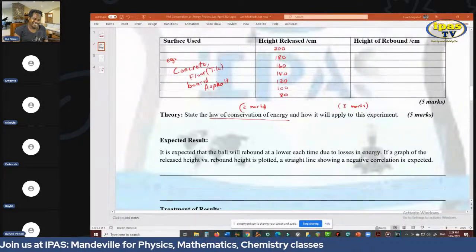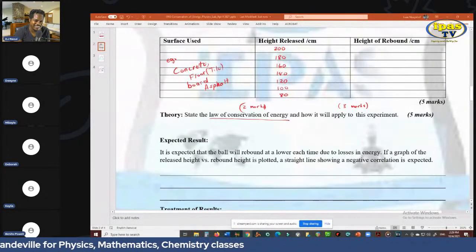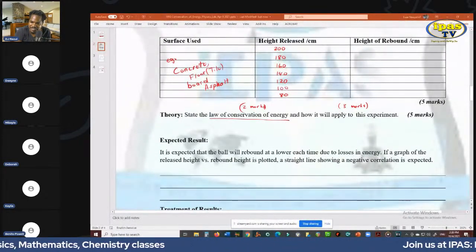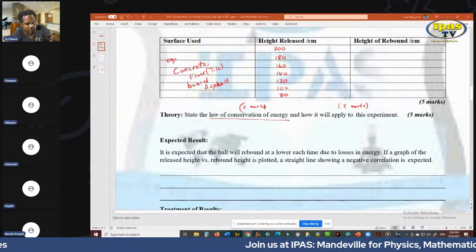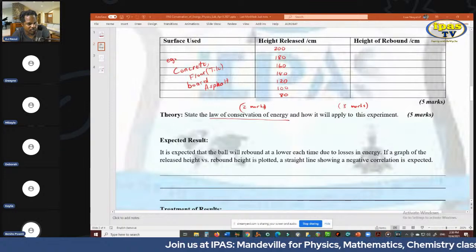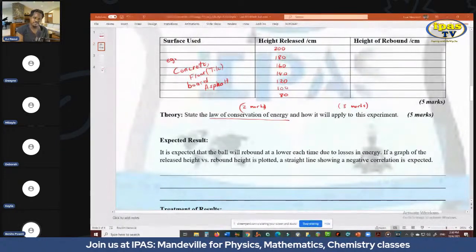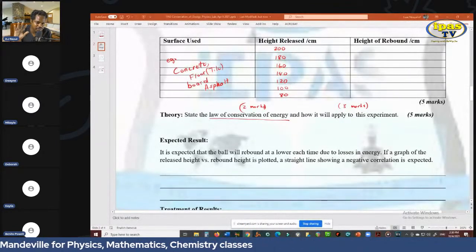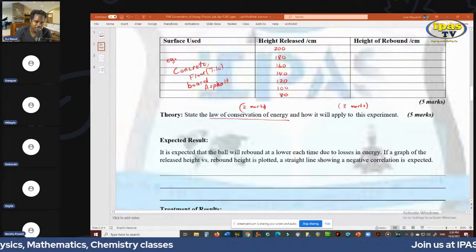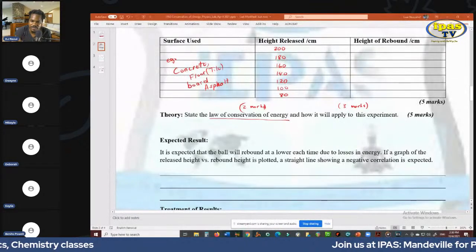Conserved. The total energy of a what? System or something like that. The total energy of a system. That definition is perfect. You sound like a UTech student there.